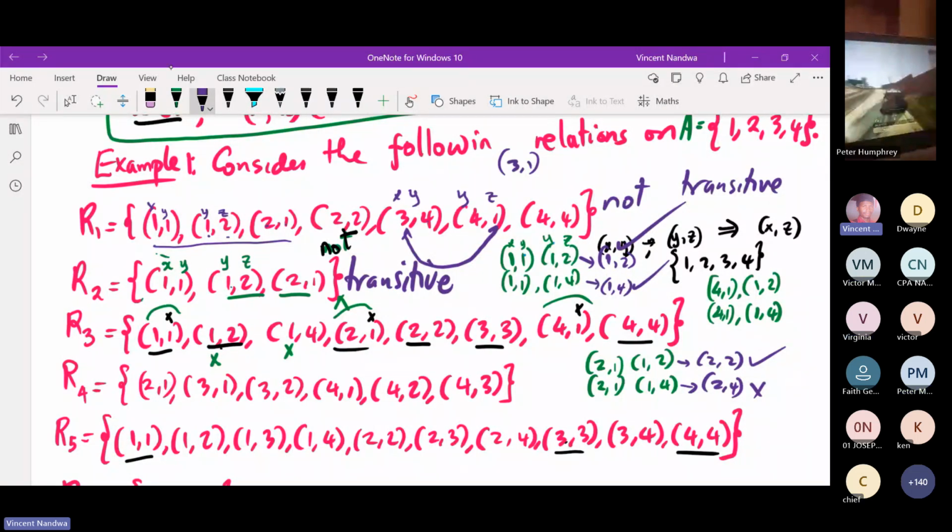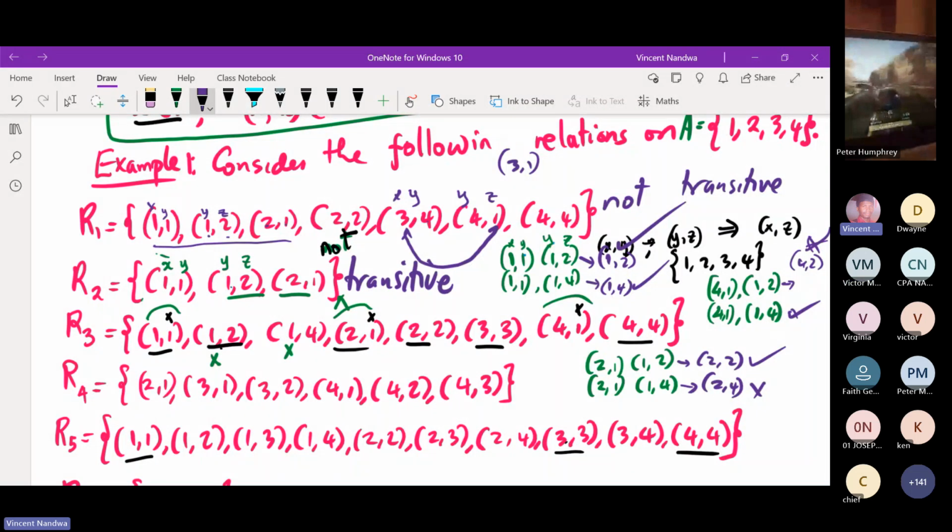Okay, if we go to 4, 1 and 1, 2, we are expected to have 4, 2. Is there 4, 2? No. So that can also be another reason why we are saying that R3 is not transitive. And then 1, 4 and 4, 1 and 1, 4, this will be there. But you see, this 4, 2 and 2, 4 are not in this relation, yet 2, 1 and 1, 4 are there, and 4, 1 and 1, 2 are there. So therefore, R3 is not transitive.